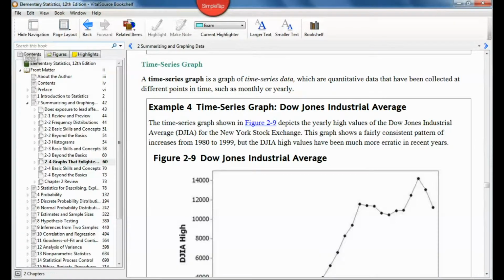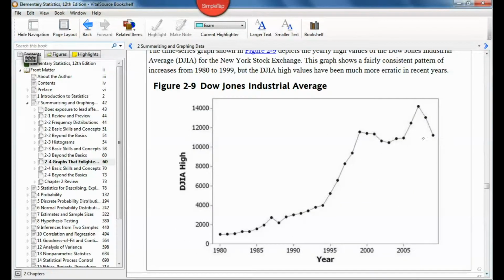Another type of graph is a time series graph. A time series graph is a graph of time series data, which are quantitative data that have been collected at different points in time, such as monthly or yearly. The best example of a time series graph that I can think of is if you've ever looked at a stock and looked at how that stock has done over a period of time, or if you've looked at the Dow Jones average for the New York Stock Exchange over a period of time. You'll see lots of increasing and decreasing. If there's a lot of decreasing, that means that it's going down, down, down.